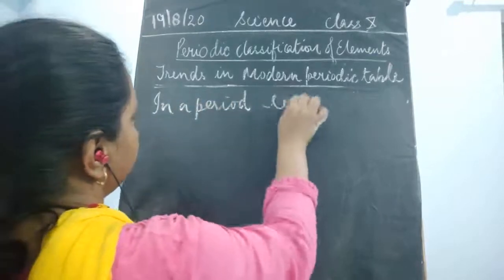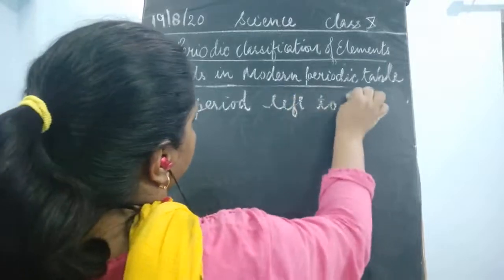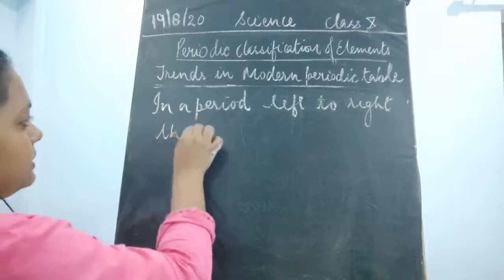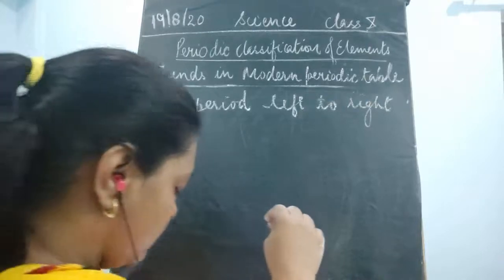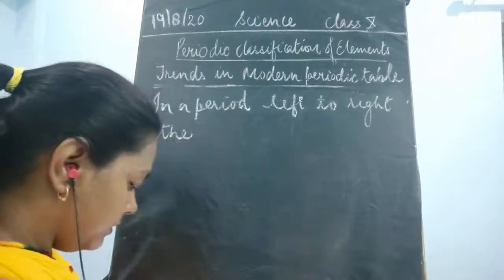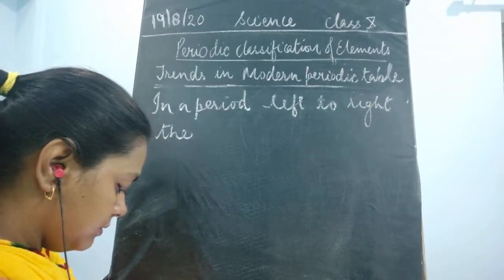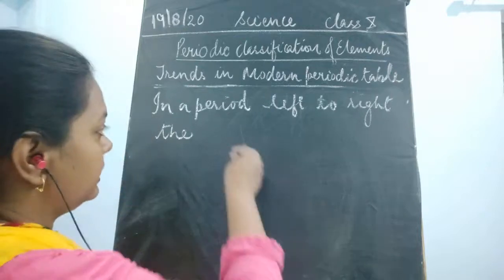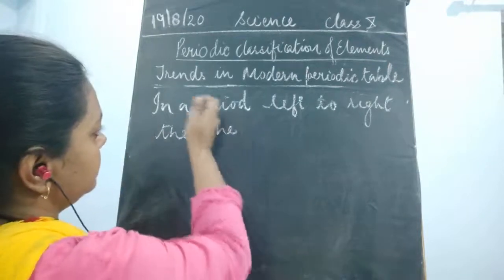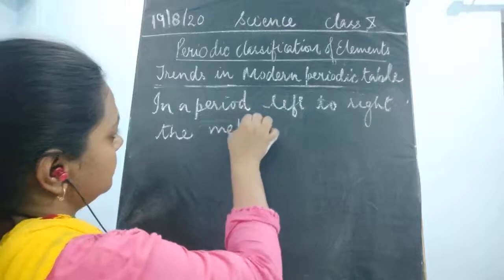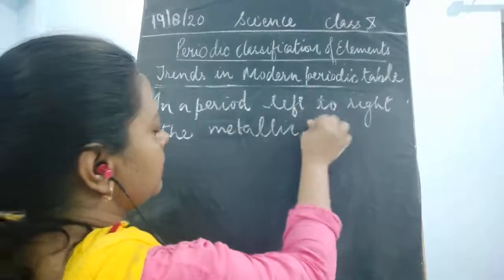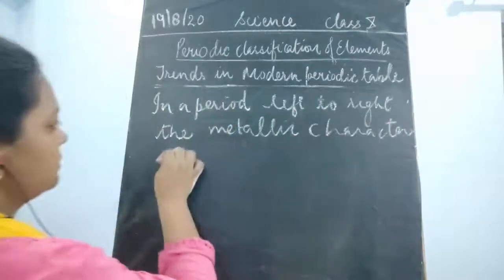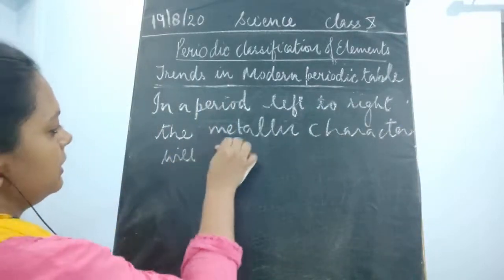When we are moving left to right, then what happens? Then this energy is increasing. Then what happens? It decreases. The metallic character will increase.